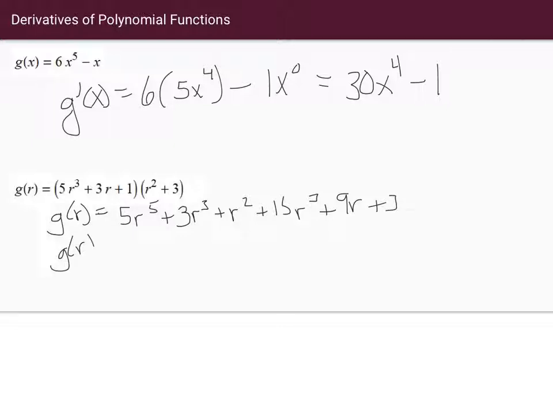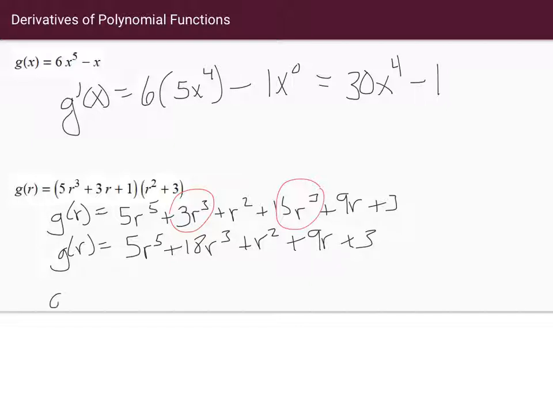And then combining our like terms, we have one copy, 5r to the 5th power. For cubes, we see that there are a couple of cube terms, so we're going to add those together to get 18r cubed. And then we have, let's see, one copy of r squared, one copy of 9r, and then a single constant, which is 3. So now we have g of r. Once we've got g of r written out in standard polynomial form, we can take the derivative.